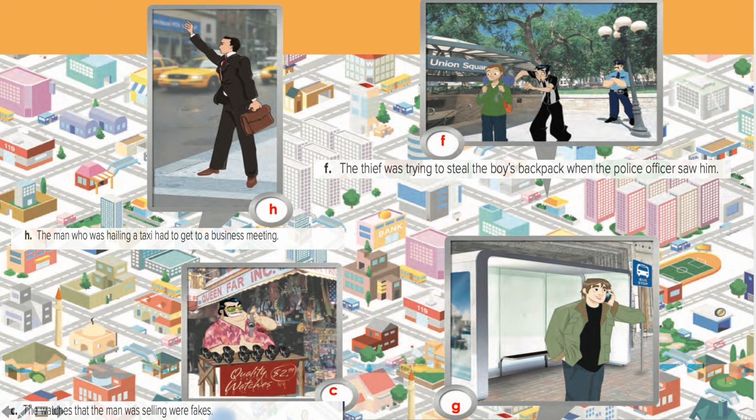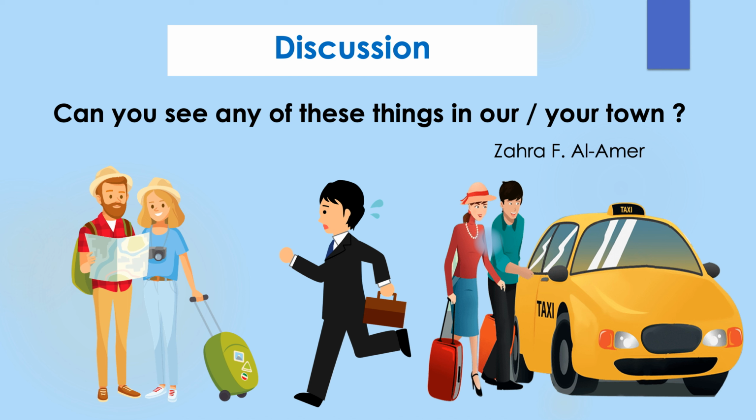G, which is a man was talking on his cell phone while he was waiting for the bus. Okay, right now let's move on to the next thing, which is some questions to discuss. Now, can you see any of these things in our or your town?